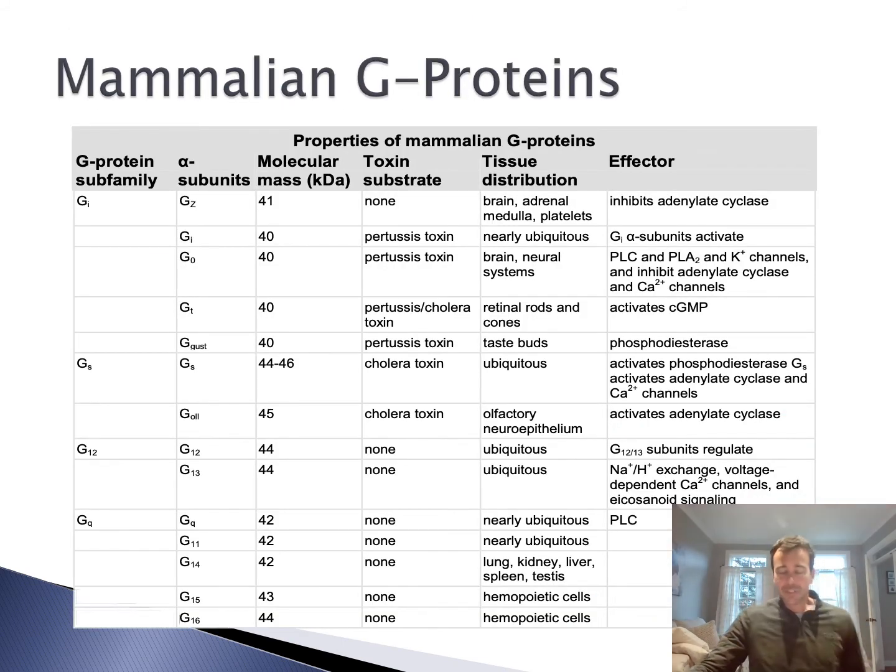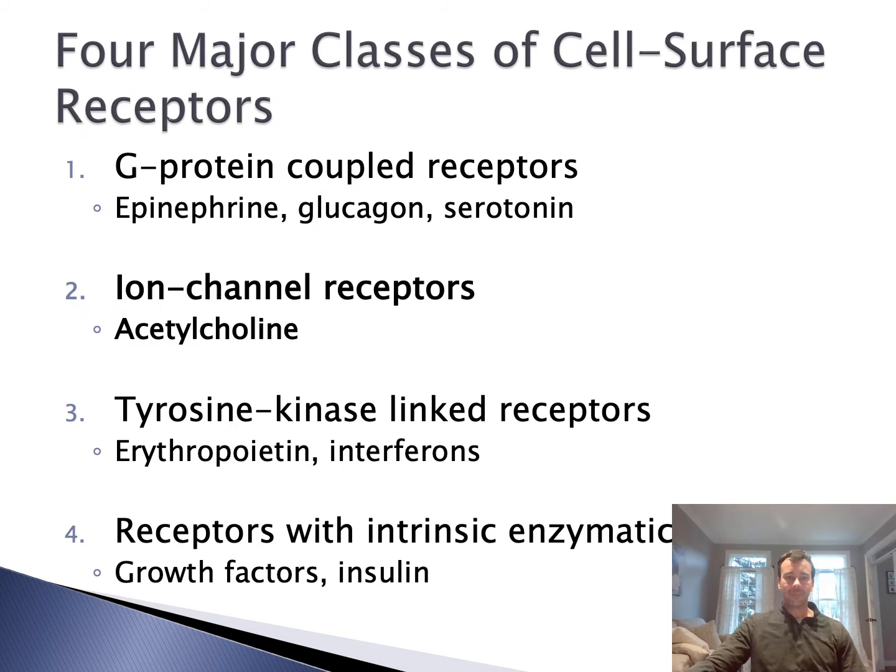Here's a brief list of mammalian G proteins. This is just for extra information. I'm not expecting you to memorize this, but it gives you a sense of some of the variety of G proteins. That's G protein coupled receptors.